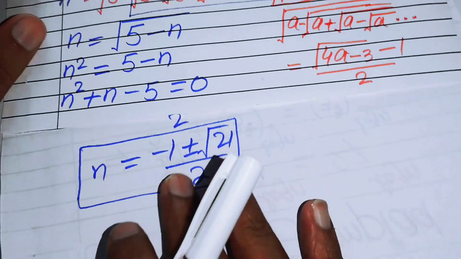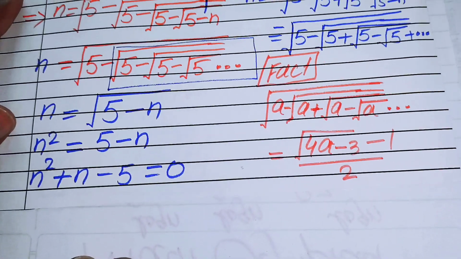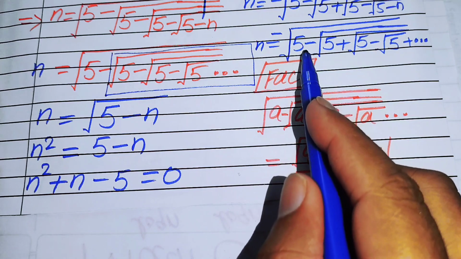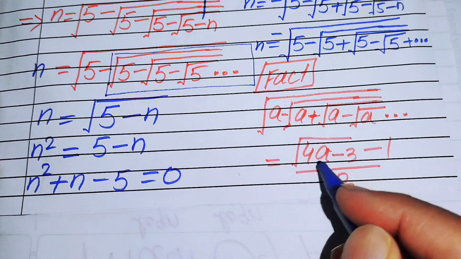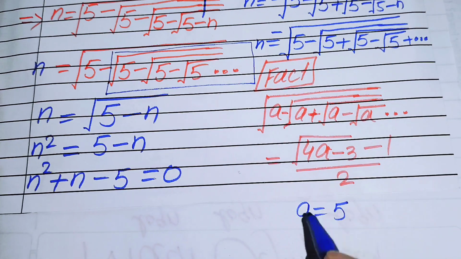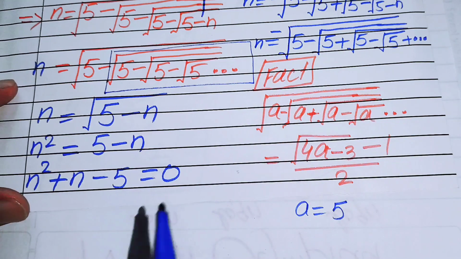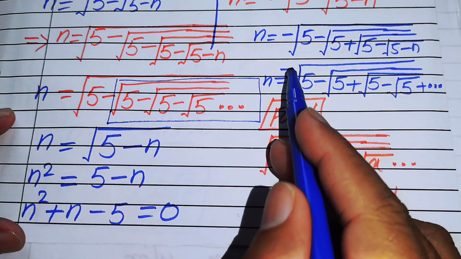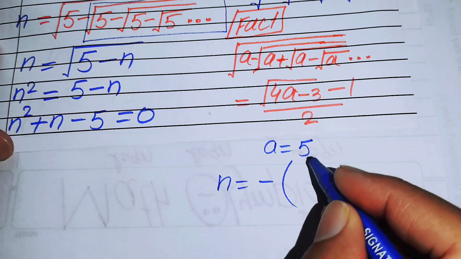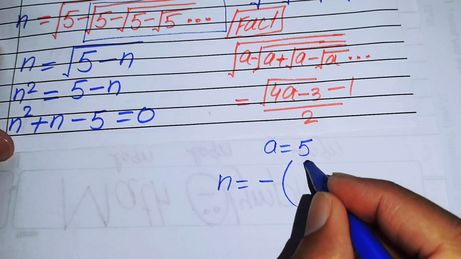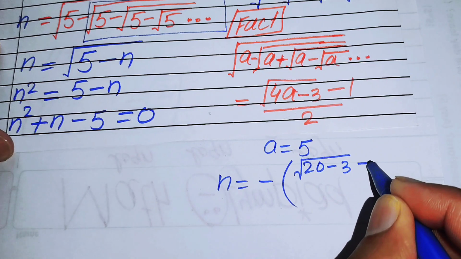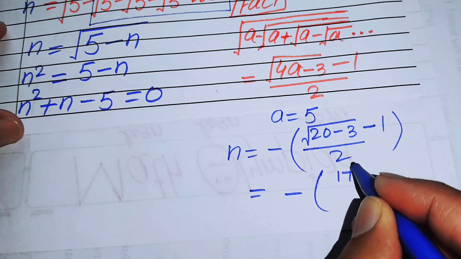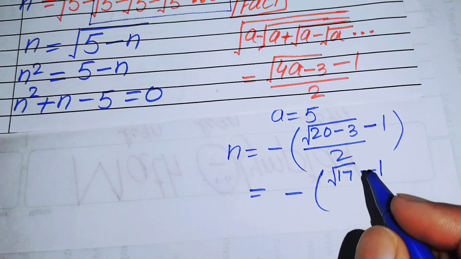Now we put the value of a into our given question. You have n equals minus the nested radical of 5 minus the square root of 5 plus, and so on. So here the value of a equals 5, and we put a equals 5 in this formula. Then you get n equals minus, because of this leading minus, the quantity: 4 times 5 is 20, minus 3, square root, minus 1, over 2. We simplify this and get minus the square root of 17 minus 1, and this whole over 2.